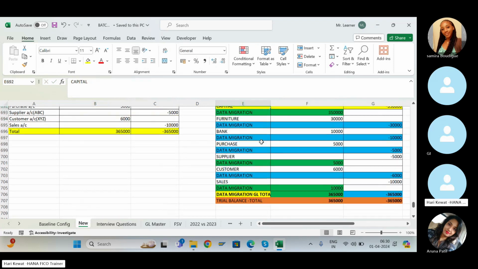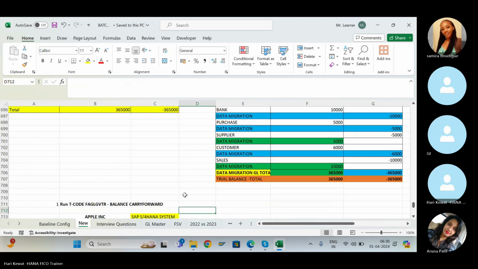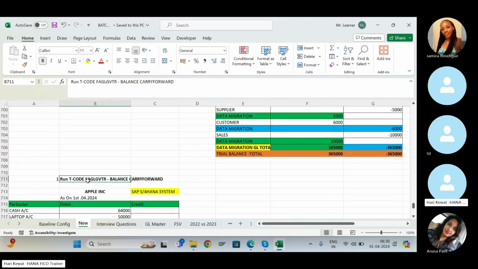See, listen very carefully. This is the 31st March 2024. Okay, so this is my closing balance. Now once I run this T code, what will happen? The closing balance of the last year, that is 31st March 2024, will become my opening balance of the next day. That is my next fiscal year, which is starting from 1st April 2024. And from here, I am going to use my SAP S4HANA system.